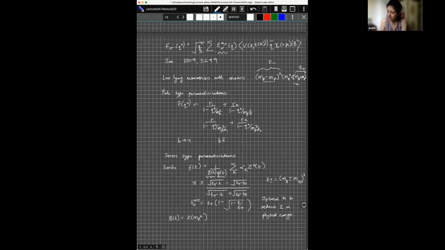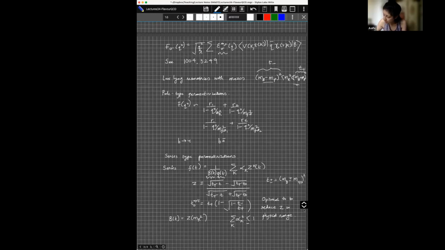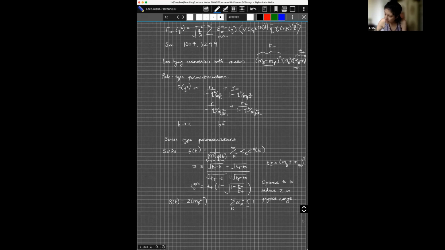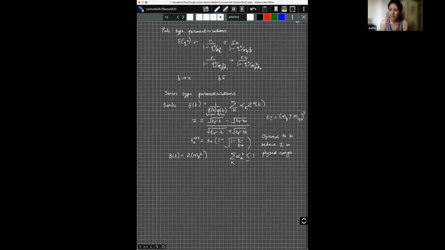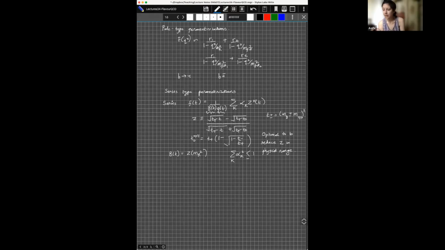So the nice thing which we will show about the series expansion is that you can impose some dispersive bounds, and then when you sum, you know that the sum over all of these coefficients should be less than 1. So that gives a bound on these coefficients, which is easily implemented. However, with these prefactors, things are a bit complicated. So the bound is simple, but the parameterization itself is a bit complicated.